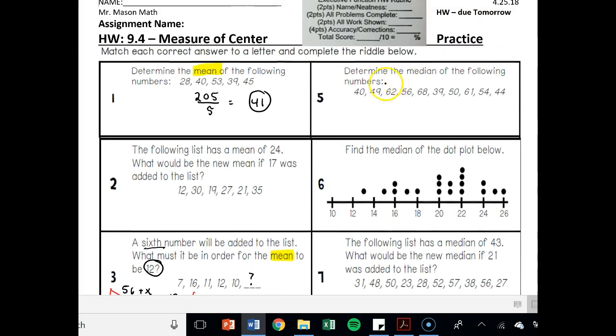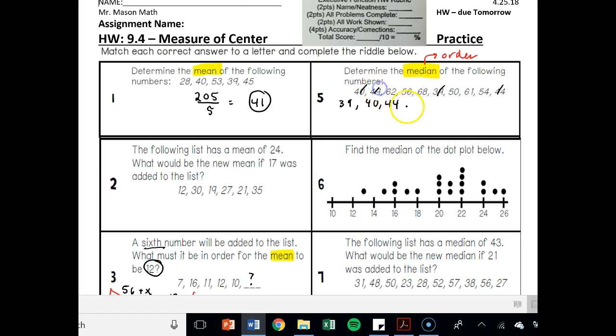Up to number 5, it says determine the median of the following numbers. So median, remember, we have to order from least to greatest. So let's just put order right there. Remember that we need to order them from least to greatest. So our first number is going to be 39. Then we're going to have 40 and 44. Notice I cross them off as I do that.